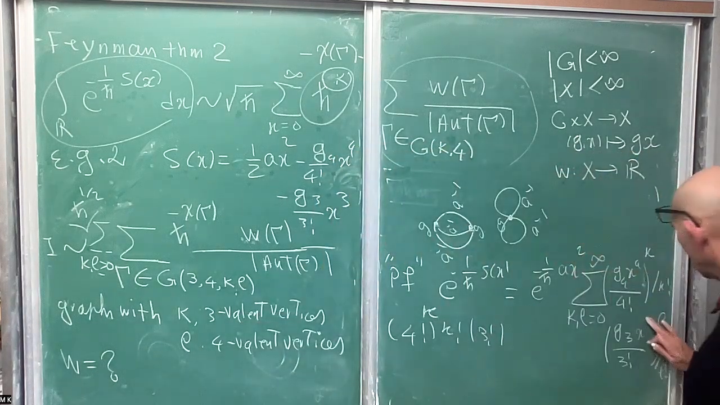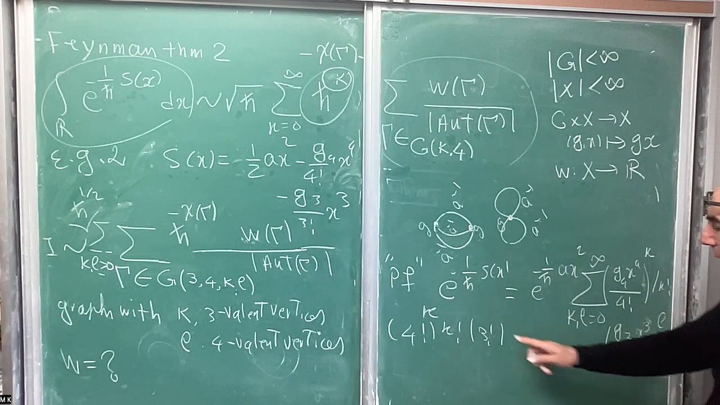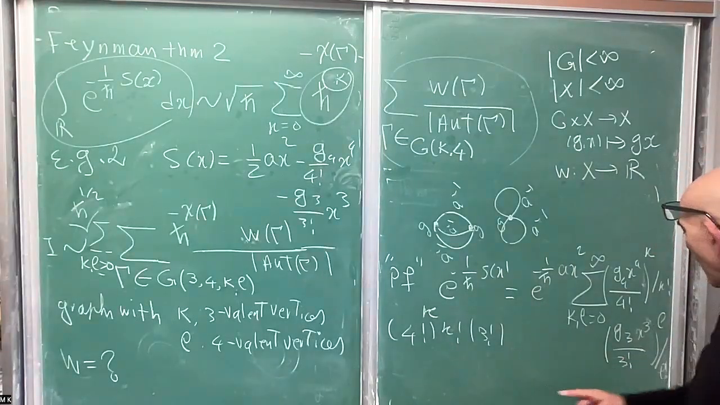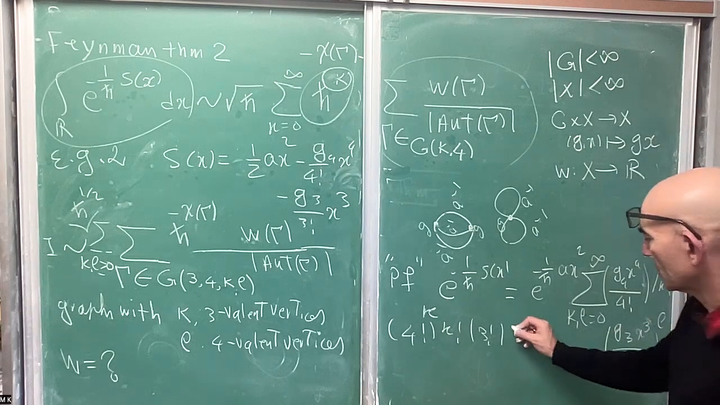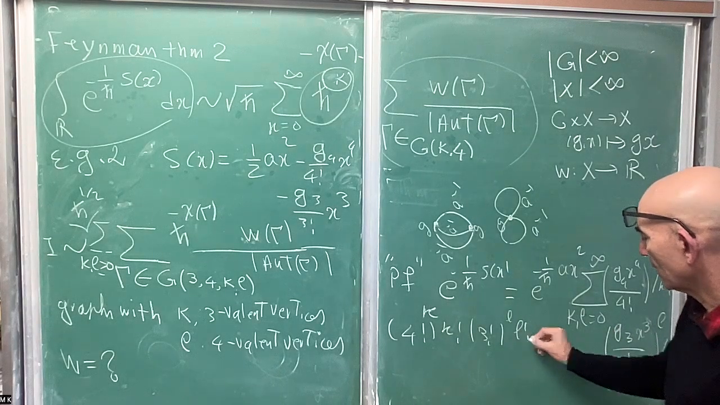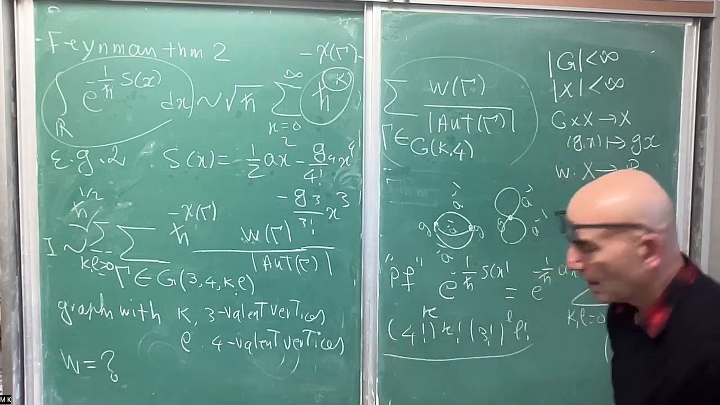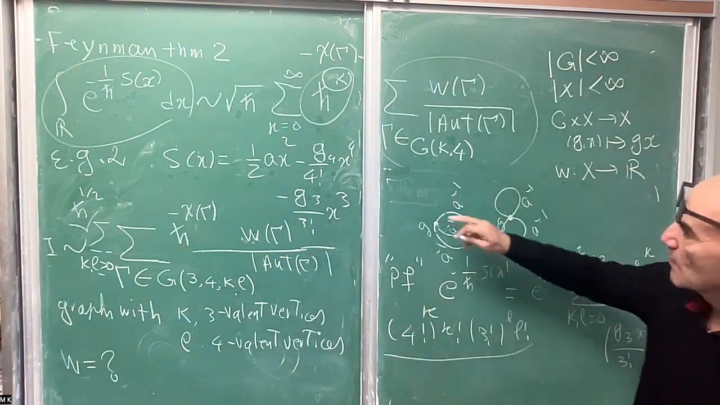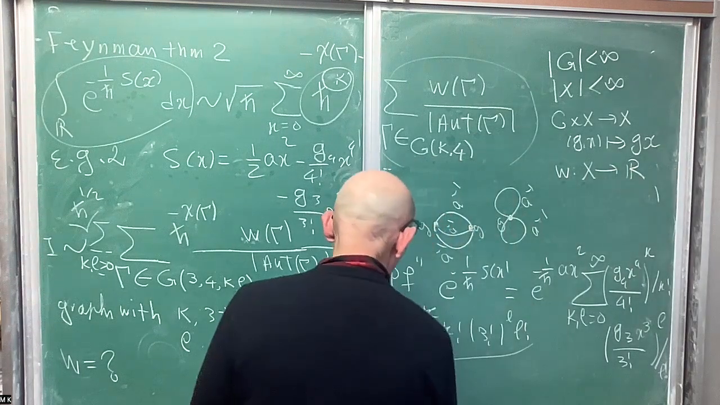Now this 3 has to be inside, to the power 3 factorial to the power L. We are counting denominators now. And then times L factorial. This number is the order of the automorphism group.